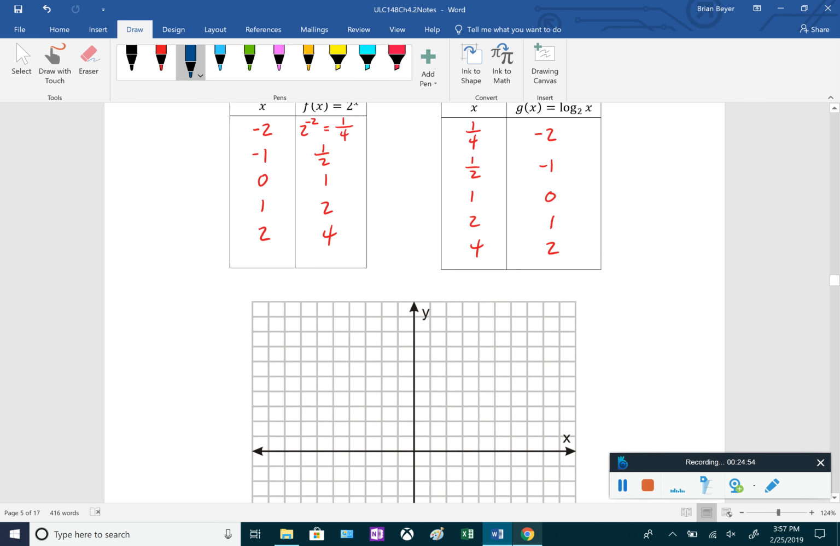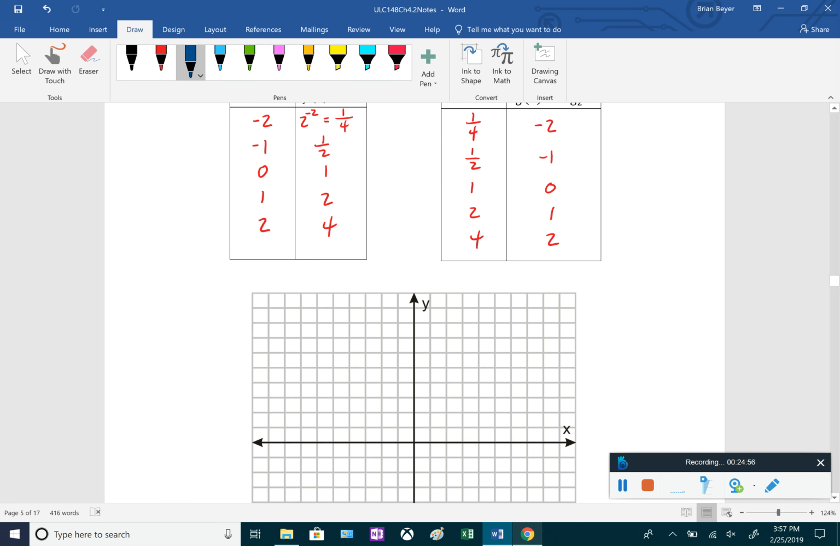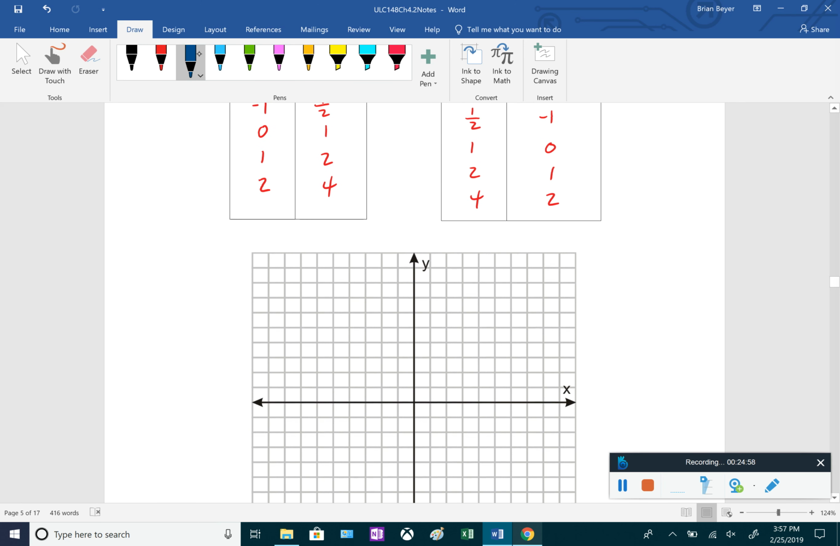So I'm going to graph the exponential first. So negative 2 comma 1/4, negative 1 comma 1/2, 0 comma 1, 1 comma 2, and 2 comma 4. So that's going to look like that exponential right here. So that's f of x equals 2 to the x.